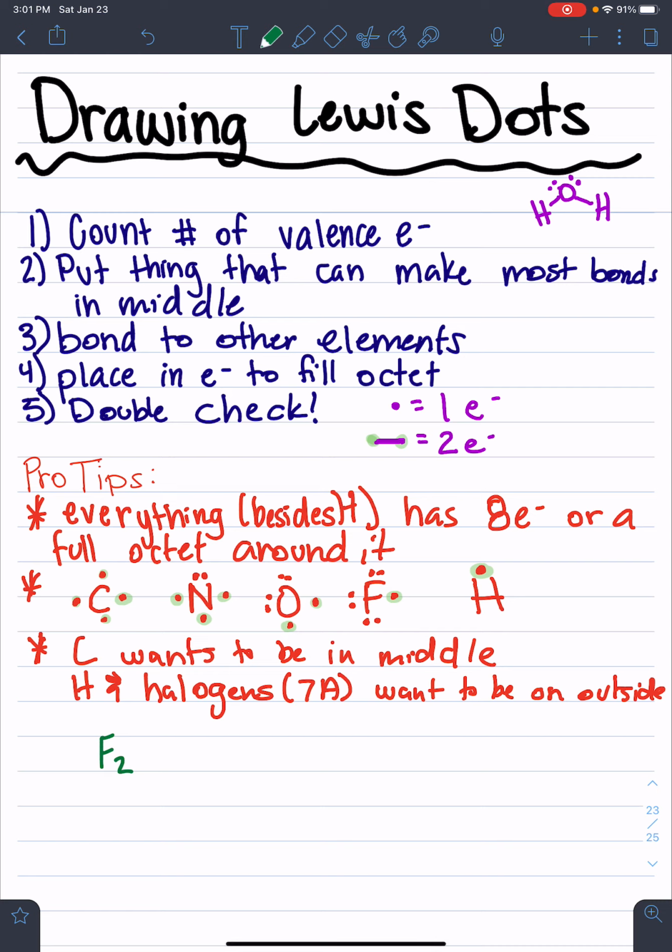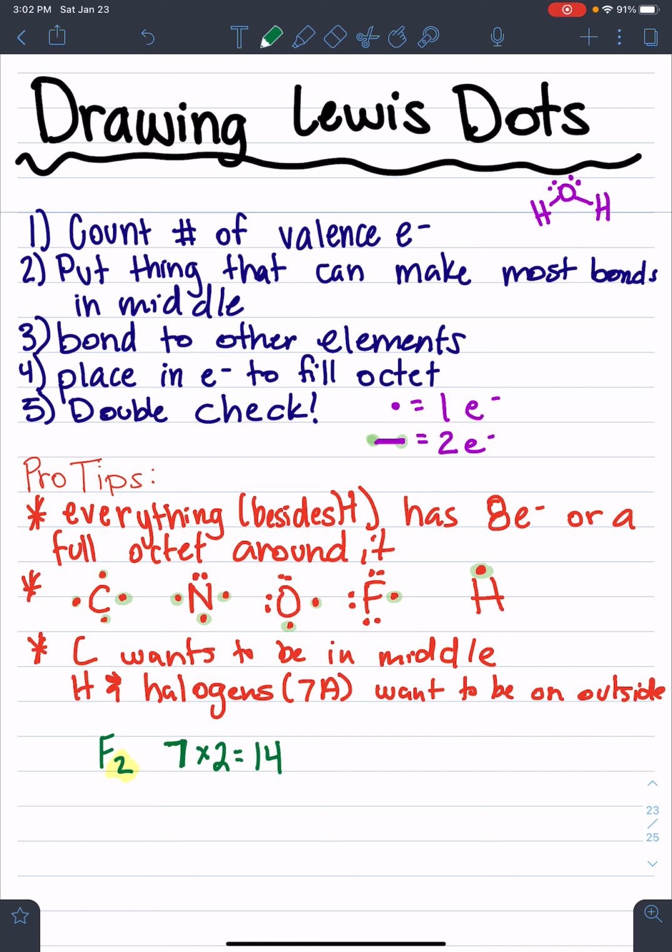Alright, we're going to draw the Lewis dot structure for F2. Our first step is to count the number of valence electrons. You look at your periodic table, go to the top, and see how many valence electrons F has. F has 7. In this example, we have 2 F's, so for F2 we need 7 times 2, which is 14 valence electrons. At the end, we need to make sure we have 14 valence electrons.